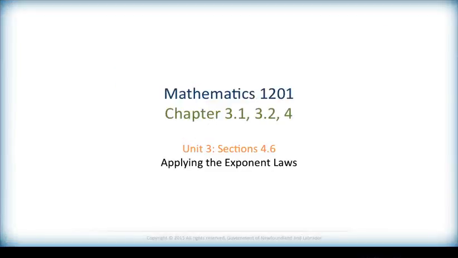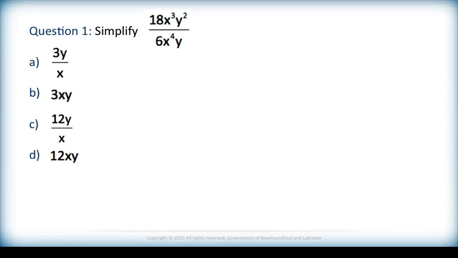In this lesson, we will look at questions that come from Unit 3, Section 4.6, applying the exponent laws. Question 1. Simplify 18x to the exponent of 3 times y to the exponent of 2 divided by 6 times x to the exponent of 4 times y.